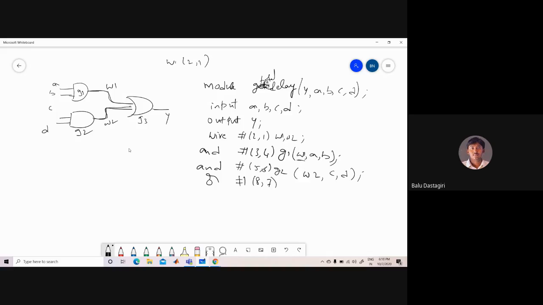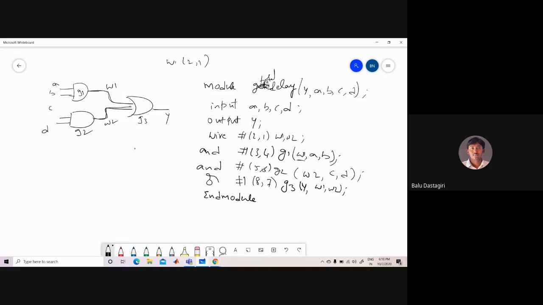So here what I have done is I have taken the OR gate, OR 8,7. The label name is G3, the output is Y, and the inputs are W1 comma W2. Next, end module. So this is the program we have written here.